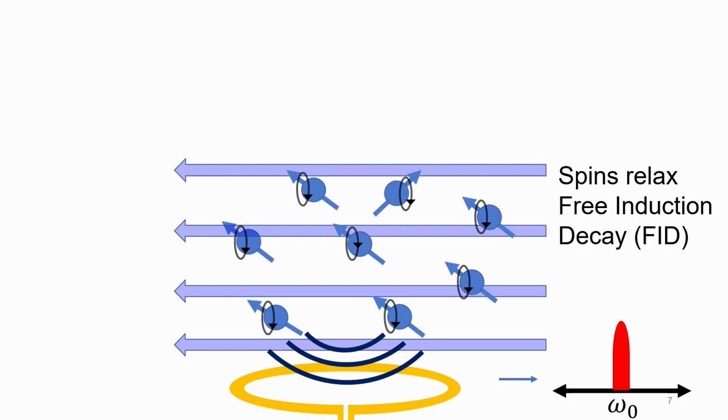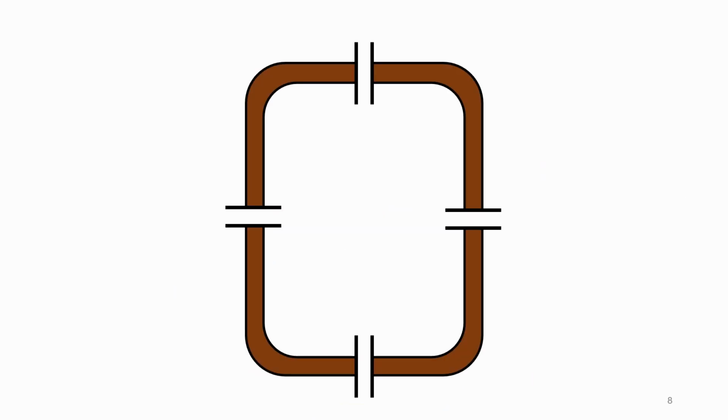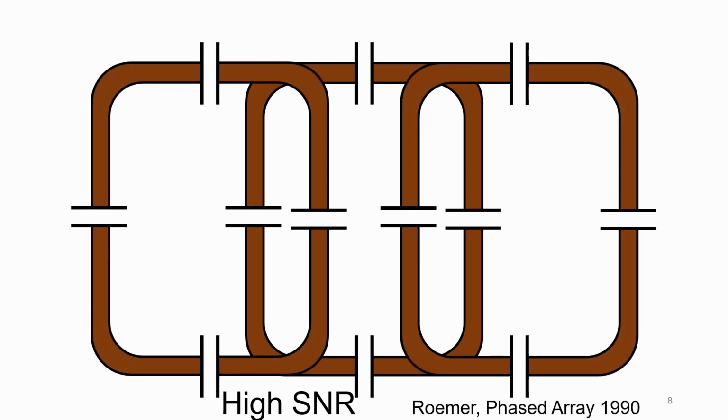This is a picture of an MRI receive coil. It can be as simple as a loop with capacitors that we can tune to adjust the resonance frequency. And even though this is a very simple looking receive coil, it's very effective because it has very high SNR. And eventually, Roemer, in his landmark paper on phased array, realized that he could take multiple coils and overlap them in order to decouple them. And this would allow for high SNR with a good field of view.